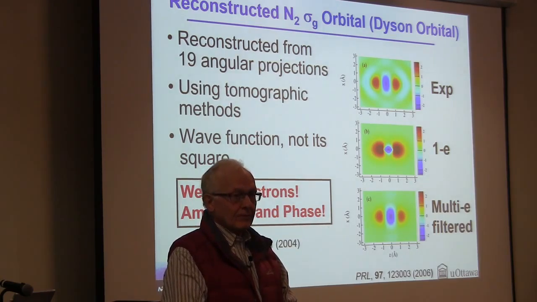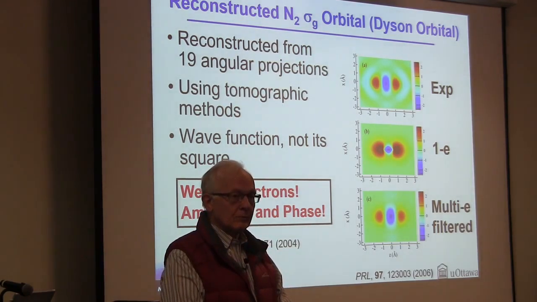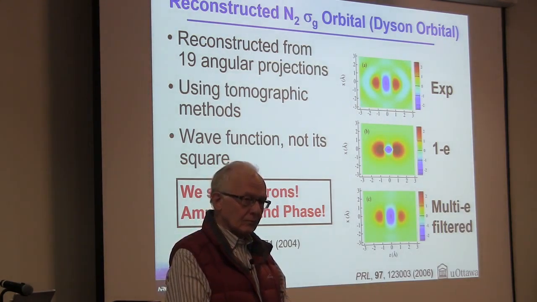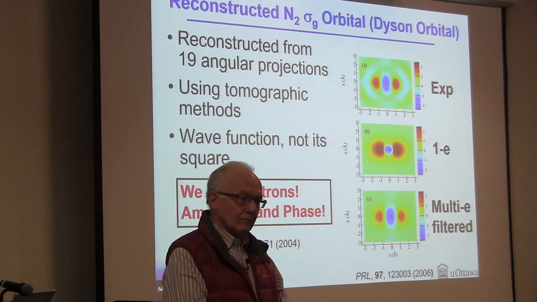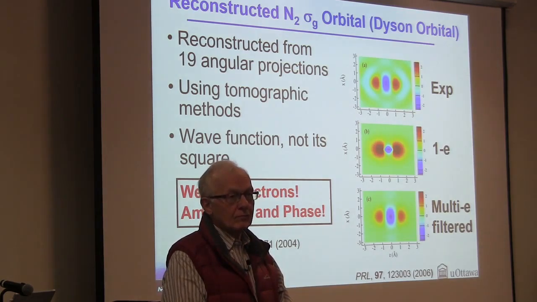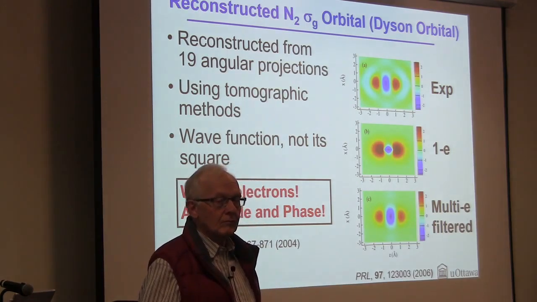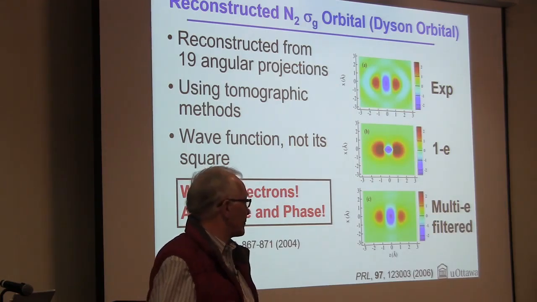Well, I think the simple way to make sense of it is just to think of the single configuration approximation, because in that case, the Dyson orbital is the HOMO. But of course, the Dyson orbital for the exact wave functions is not simply the HOMO. I don't know about the exact one, but in the single configuration approximation, it would just be the HOMO.